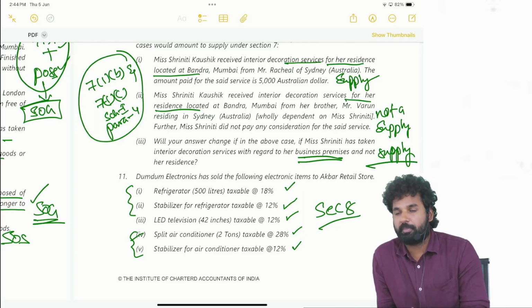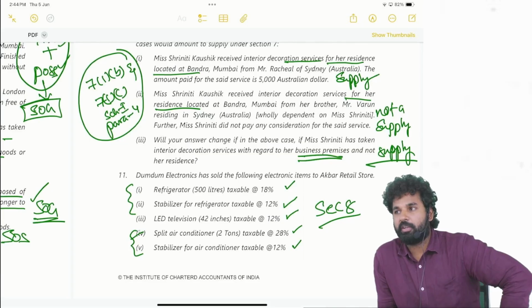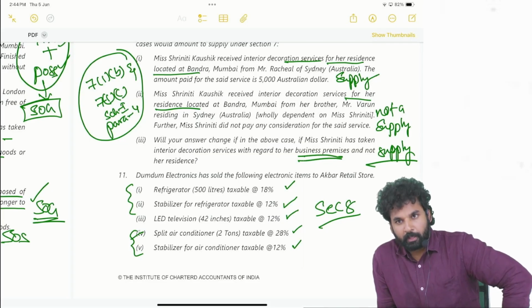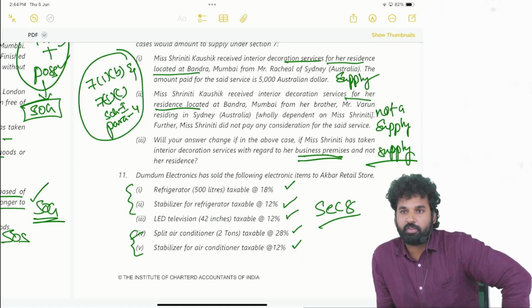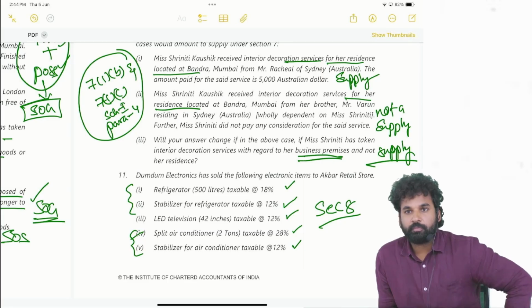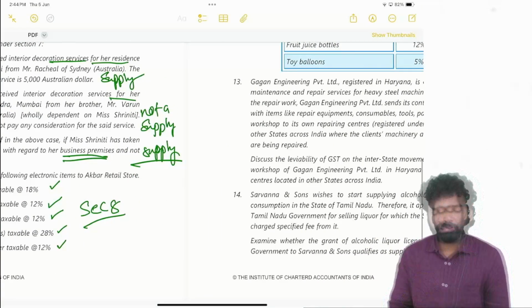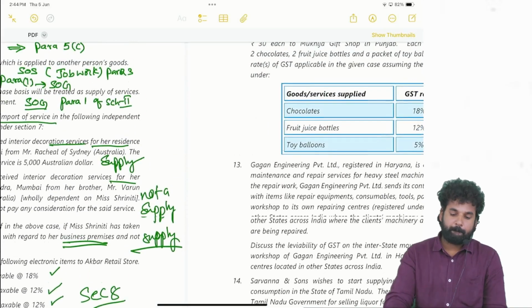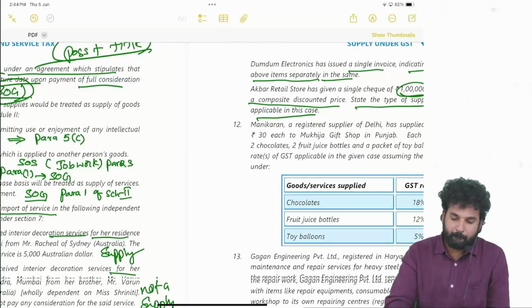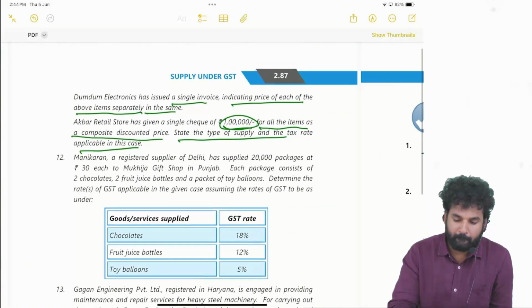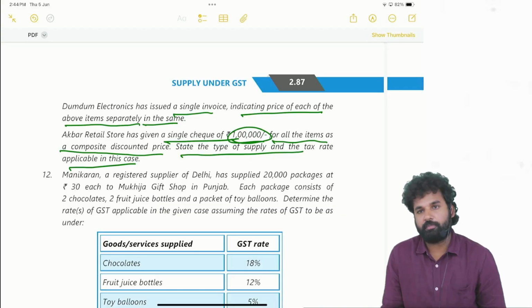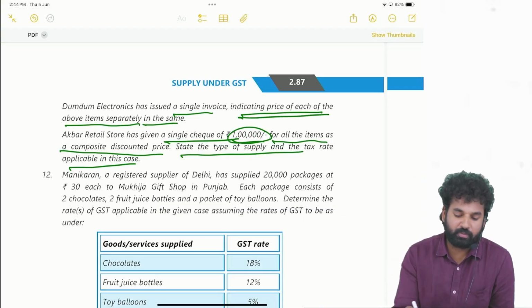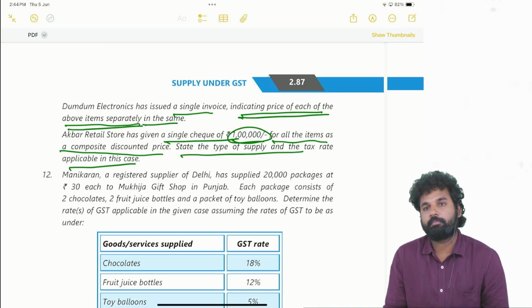Now we need to check mixed supply. So when will it be treated as mixed supply? If it is not a composite supply and items are charged at a single price, then it is a mixed supply, and the highest rate will be applicable. In this case, you just check now. Payment is made with a single check, but the price of each of the above items is indicated separately in the invoice. Invoice means bill.